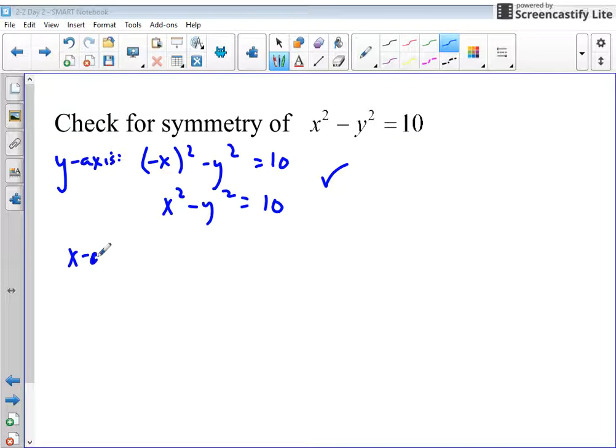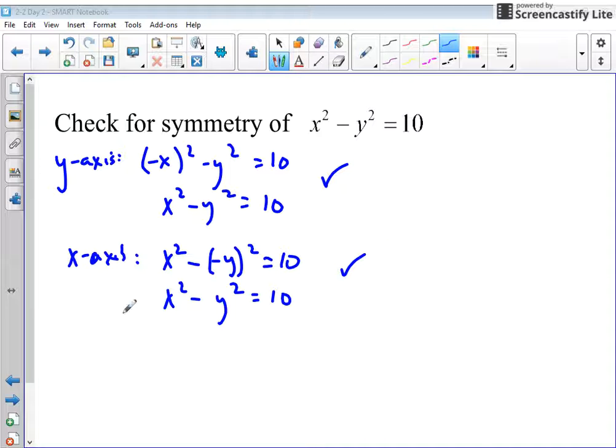I'm going to test with respect to the x-axis. So I'm going to make the y negative. Now, exponents come before subtracting. So as I square that negative number, that gives me a positive. So I have x squared minus y squared equals 10. Again, that's the exact same as the original equation. So that worked. I'm going to check for symmetry with respect to the origin.